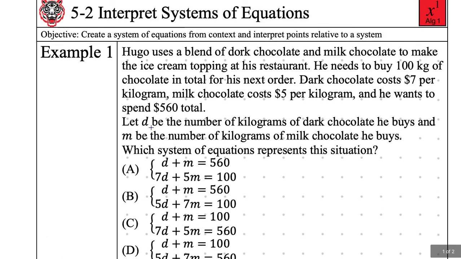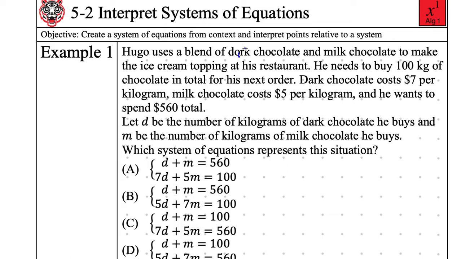So, example 1, you're reading with me. Ugo is using a blend of dark chocolate and milk chocolate to make the ice cream topping at his restaurant. He needs to buy 100 kilograms of chocolate for his next order. Dark chocolate costs $7 per kilogram, milk chocolate costs $5 per kilogram, and he wants to spend $560 in total.